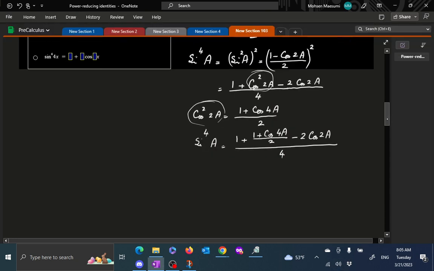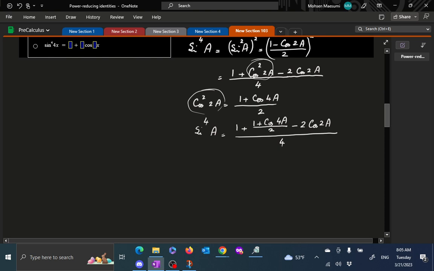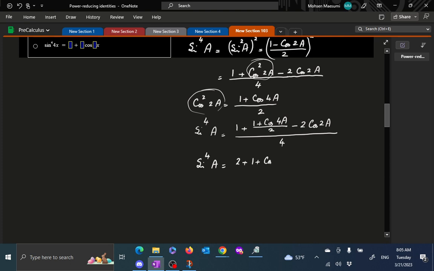Now what? Well, let's go ahead and clean the fraction. To clean the fraction, I multiply by 2. What do I get? Sine to the power of 4 of a. This becomes 2, 1 plus cosine of 4a minus 4 cosine of 2a. Multiply by 2, multiply the denominator also by 2, you get an 8.